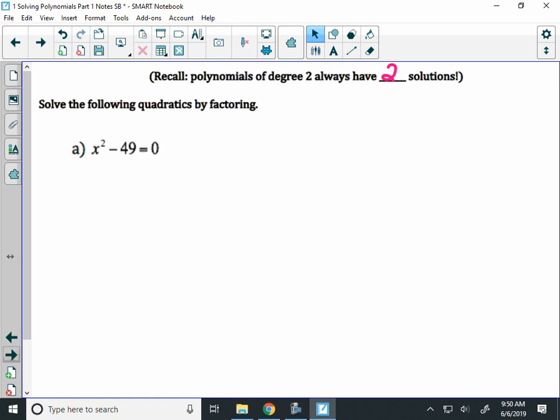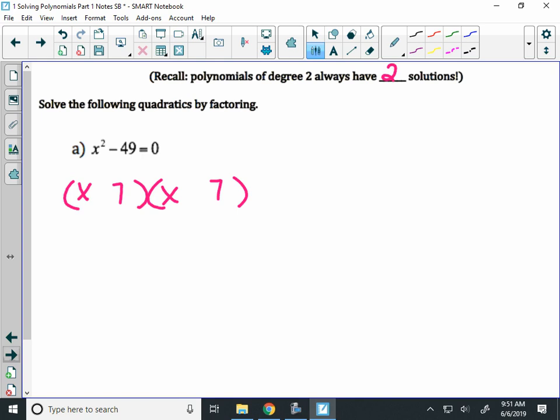The first one, x squared minus 49. I solve that by difference of squares. There's 2 terms, there's no GCF, so I take the square root of each term. Square root of x squared is x, and the square root of 49 is 7. I take the opposites, I do 2 different signs here, a positive and a negative.